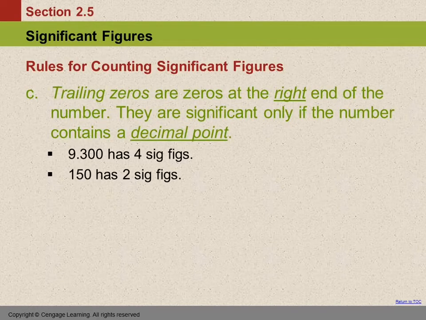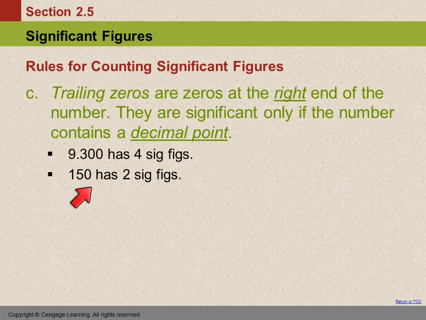Then there are trailing zeros. These are the most confusing because sometimes they are significant and sometimes they are not. These are the zeros that come at the end of the number on the right side. They are significant only if the number has a written decimal point. So in this number, 9.300, those are the trailing zeros. There is a decimal point in the number. It doesn't matter if the decimal point is before the trailing zeros or after. If there's a decimal point, the trailing zeros count. So all the digits count: 9, 3, 0, and 0. That has 4 sig figs.